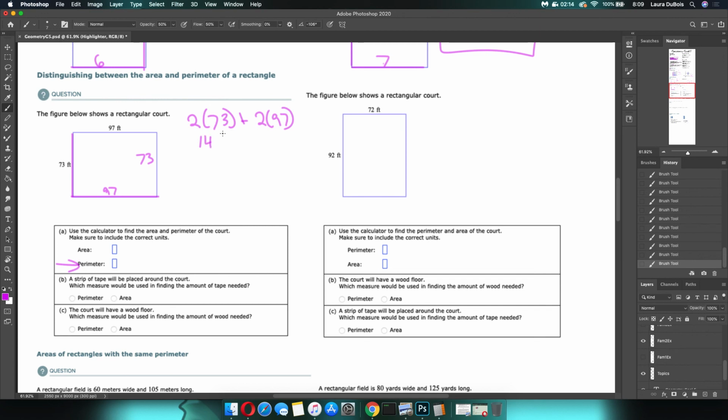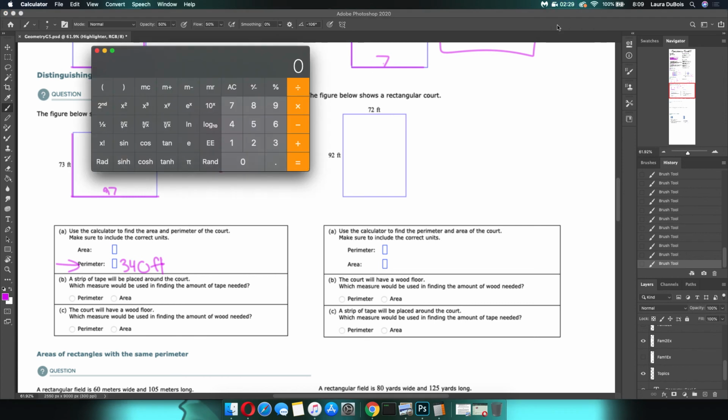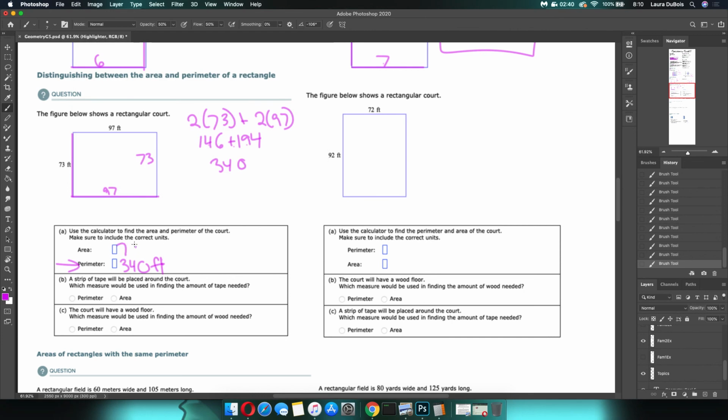That's 146 plus 194. So that's going to be 200, 330, 340. So the perimeter is going to be 340 feet, and now I have to do the multiplication, and I'm just not that good. So once I have my calculator, it's going to be 73 times 97 equals 7,081. 7,081 feet squared.